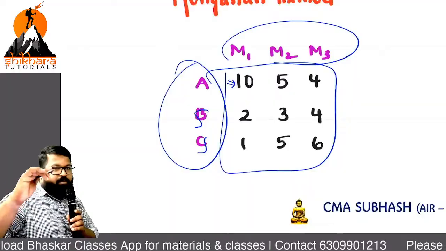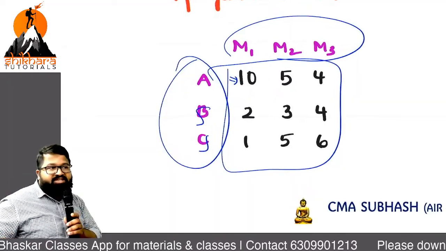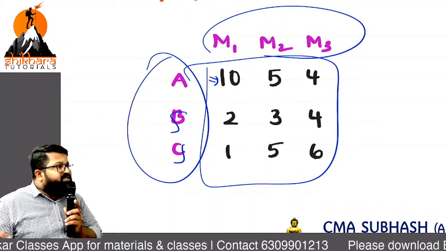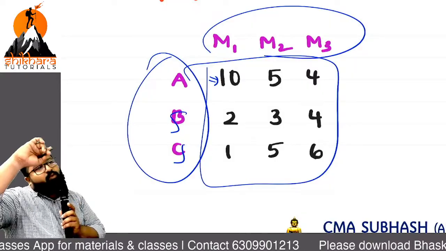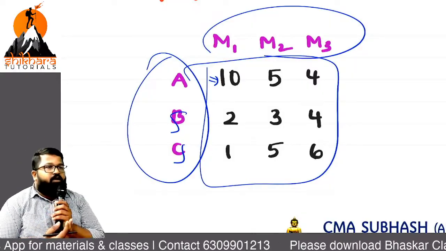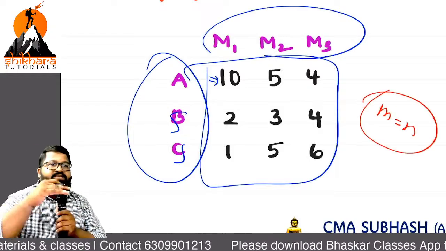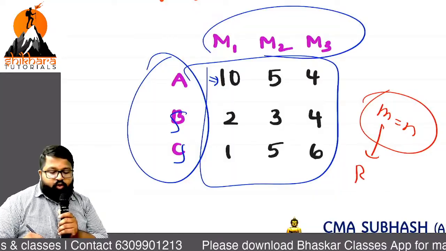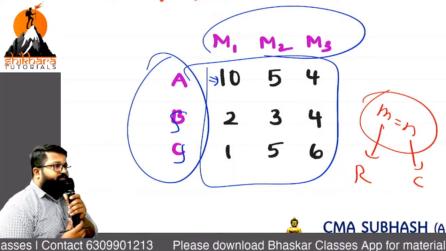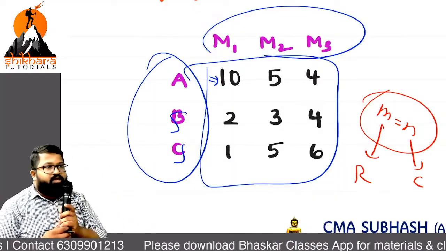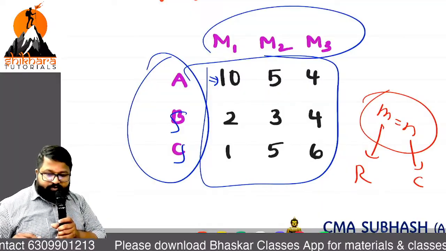Sir, in the basic part, the most important is the second check. What is the second check? Balanced or unbalanced. What is meant by balanced or unbalanced? Demand equal to supply. Here, if M is equal to N, then it is balanced. M stands for rows, N stands for columns. That is a basic rule. Okay. So shall we go through the concept once more so that you get more clarity?